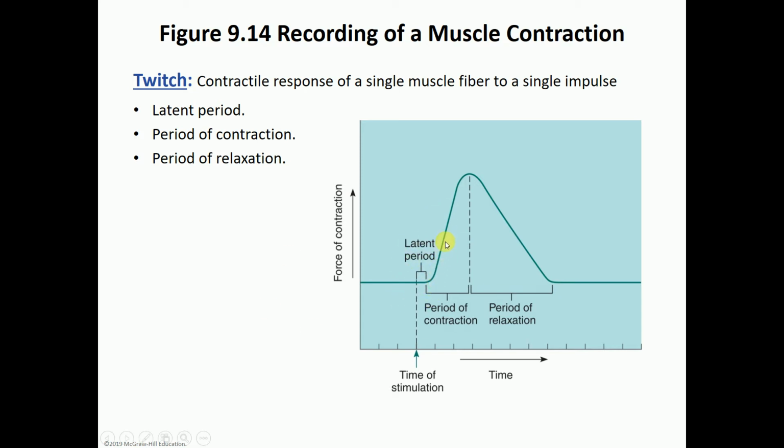And followed by a period of contraction where we have the sliding filaments of the actin on myosin, and then followed, last but not least, by a period of relaxation where the calcium again is being removed and the myosin heads release and let go of the actin fibers. You can see here that the period of relaxation takes a longer time than contraction to happen. So contraction is much faster than relaxation.